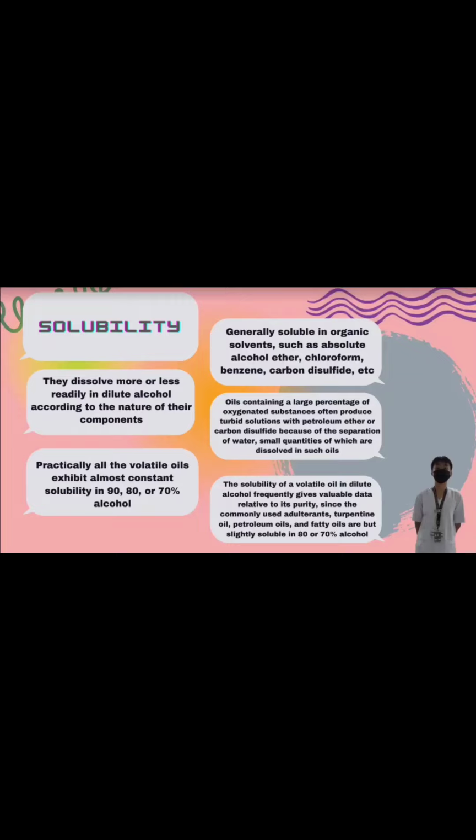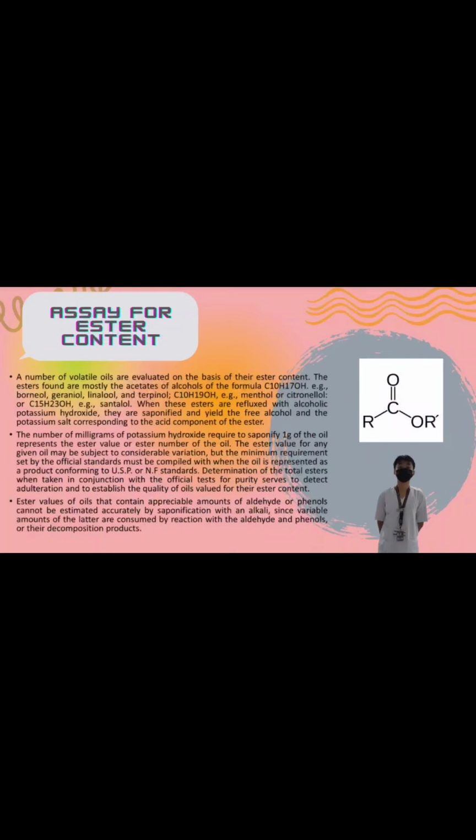Practically all the volatile oils exhibit almost constant solubility in 90, 80, or 70% alcohol. The solubility of a volatile oil in dilute alcohol frequently gives valuable data relative to its purity, since the commonly used adulterants, turpentine oil, petroleum oils, and fatty oils, are but slightly soluble in 80 or 70% alcohol. A number of volatile oils are evaluated on the basis of their ester content.